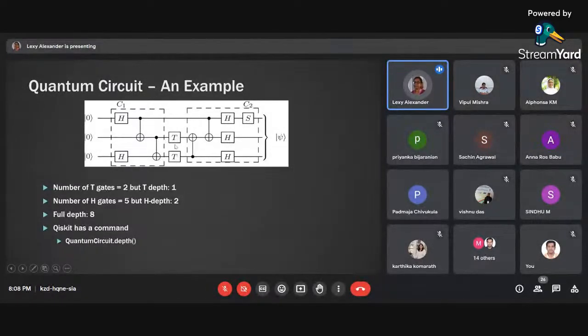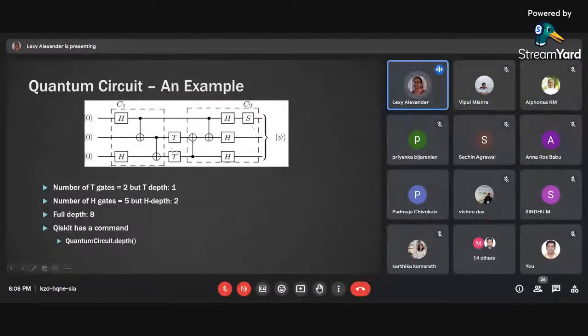Now we have 2 T gates here. These can be applied together in parallel, because they operate on independent qubits. So this will become 1, 2, 3. Now the fourth step: this C0 will apply because it is on this. So fifth, and after that only this one will come, so this becomes sixth. And these H gates are all in parallel, so 7. And after this only S can be applied, so 8. So there are 8 time instances. So we say the full depth is 8, meaning 8 gates are there to pass through.